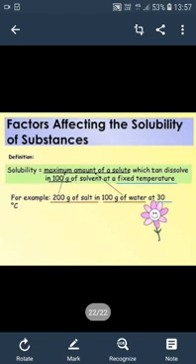Next is the size of the solute. The solute dissolves faster when it is broken down into smaller pieces. Next is the quantity of solvent. Increasing the quantity of solvent in a solution allows more solute to be added to it, and thus it increases the solubility of the solute.